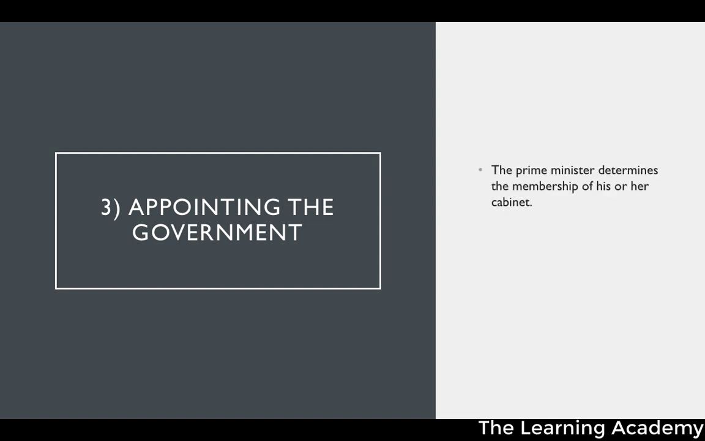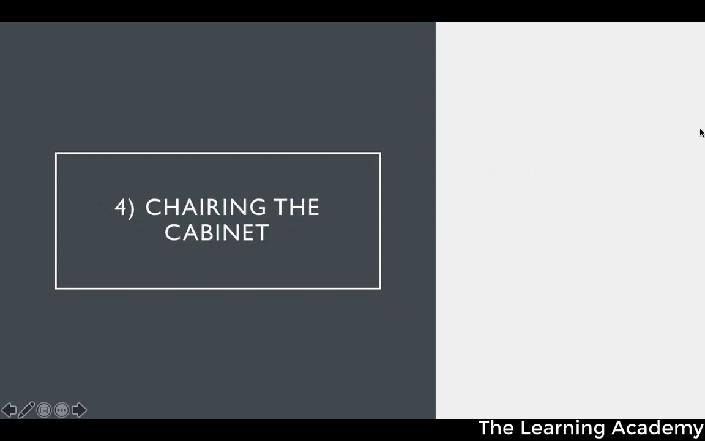Their third role is to appoint the government. So the Prime Minister determines the membership of his or her cabinet. When the Prime Minister appoints and dismisses cabinet ministers, this is known as a cabinet reshuffle. So he officially just shuffles the cabinet round.